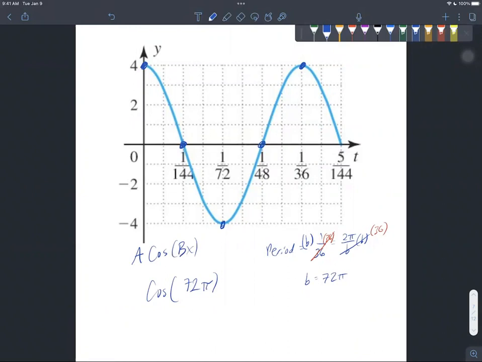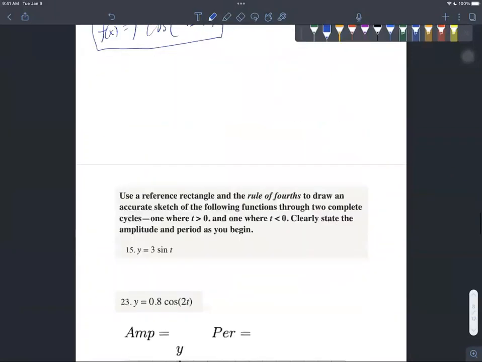Now the value of a is how much deviation we have here. And you can see that yellow mark there is 4 units tall. And you can even go in the negative direction if you like. That is 4 units tall as well. And so we have 4 cosine of 72 pi. All right, very good.